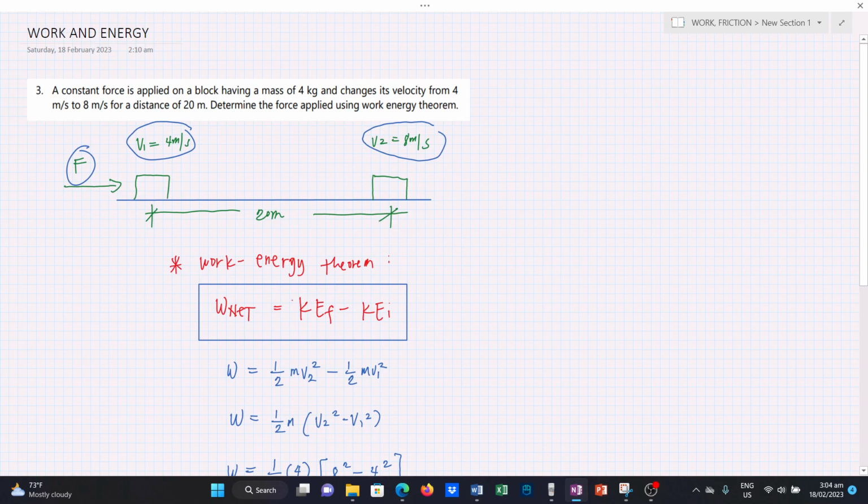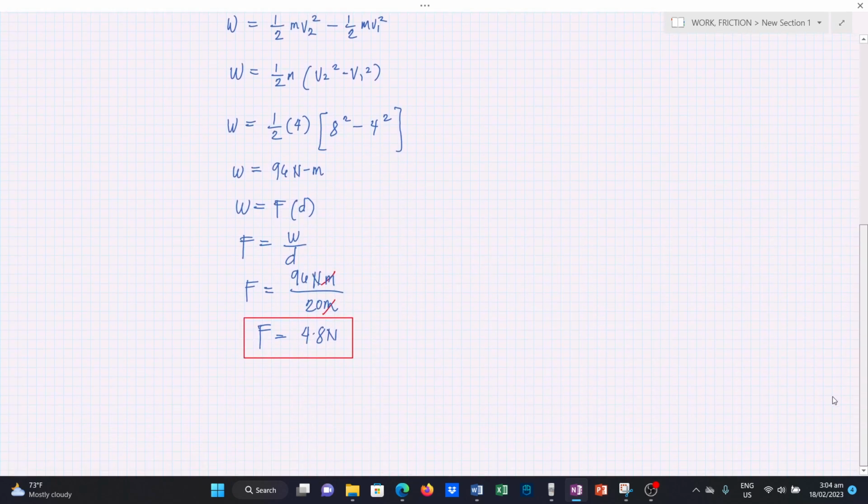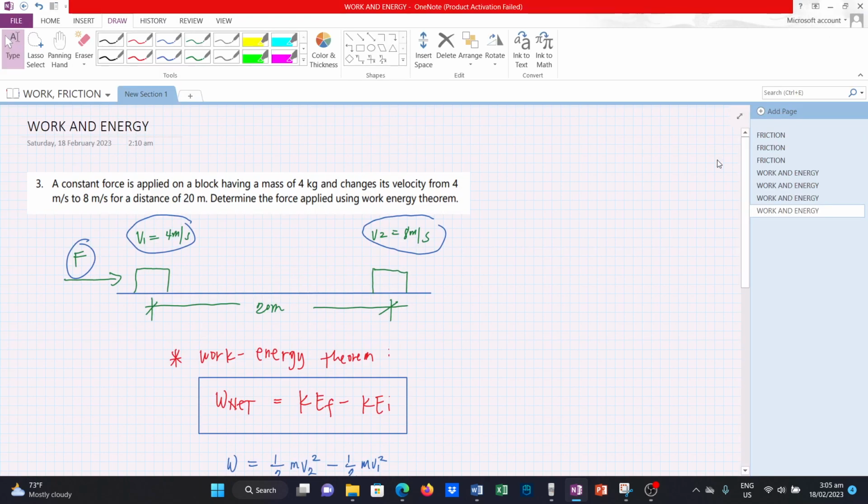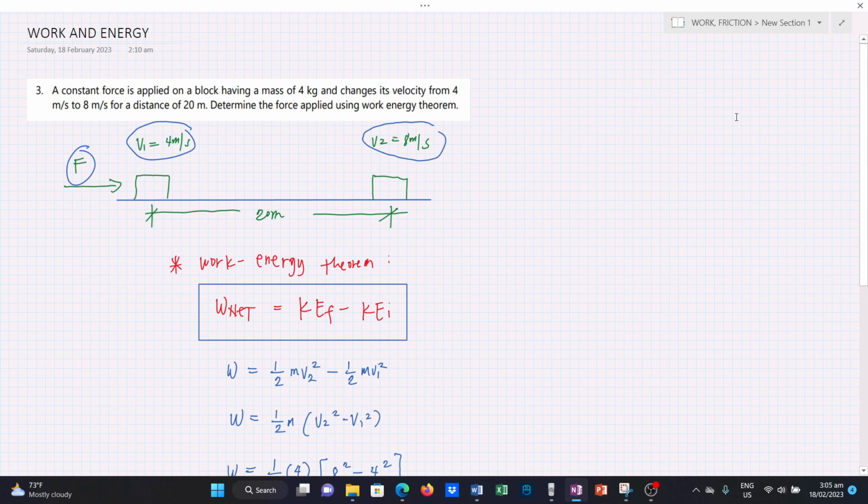Okay? So, pinagamit sa atin yung work energy theorem, and work energy theorem states that the net work done on the object is equal to the final kinetic energy minus initial kinetic energy. So, tandaan nyo yan, class, yung formula na yan. So, I think that is it. Hanggang dito na lang yung sa work and energy nyo sa physics.